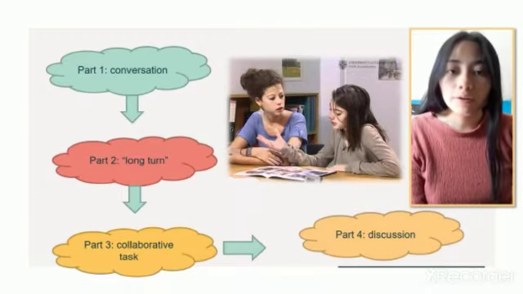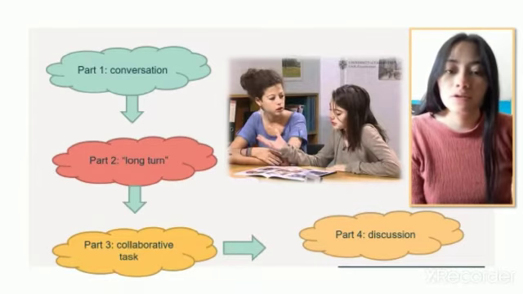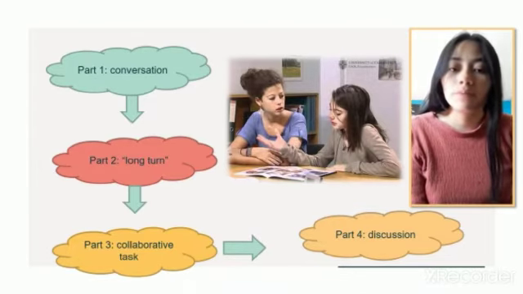So now we are going to see more about these parts, some tips and strategies that students can use to develop this part better.